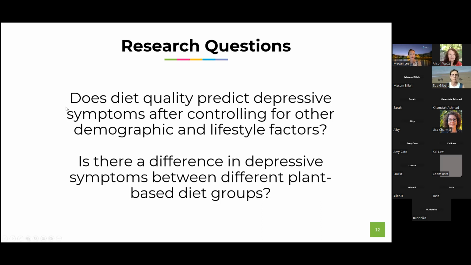That's called HARKing, or hypothesizing after the results are known. I don't know what the K stands for. It's hypothesizing or creating research questions after your analysis, which is very bad for statistical reliability and replication. So our research question is, does diet quality predict depressive symptoms after controlling for other demographic and lifestyle factors? So in the chat box, can you please put in what the dependent variable in that question is? Those of you who've done the workshops previously already know the answer to this question.